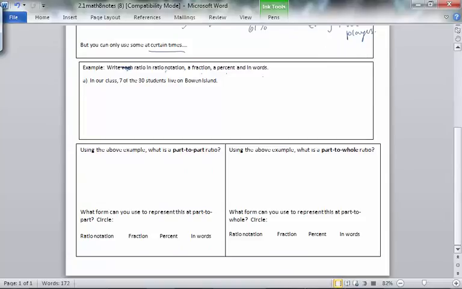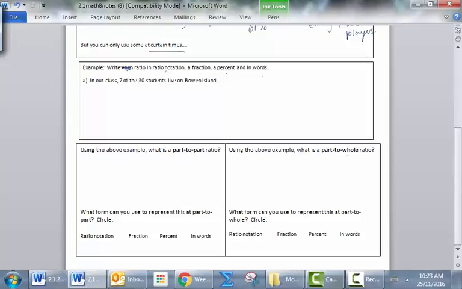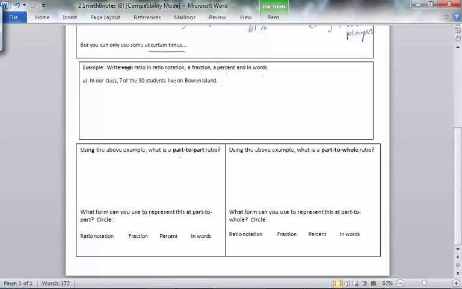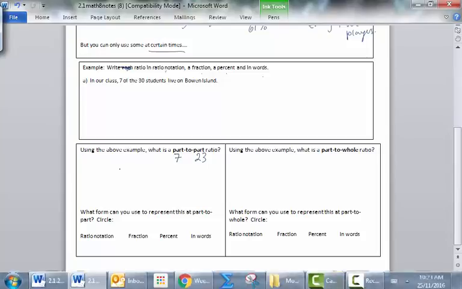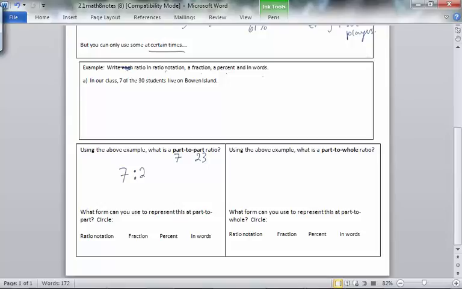Great. Okay, welcome back. So we're going to use the above example to show part to part ratios versus part to whole. Part to part would be, in this example, if 7 students were from Bowen, then the other part would be the remaining students who live somewhere else. 23 students somewhere else. So we would express this as a ratio. We could say that it's 7 to 23 to other.